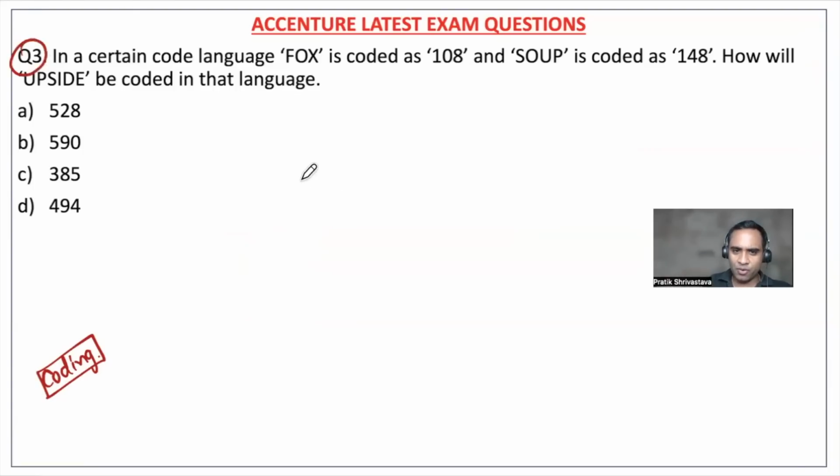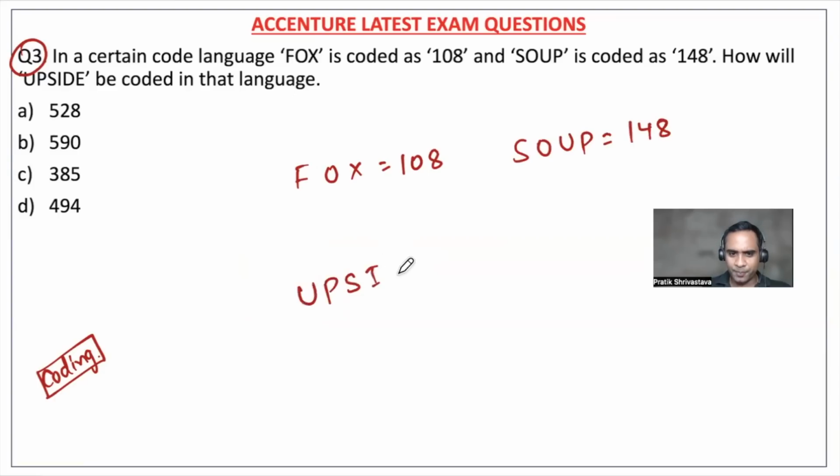In a certain code language, FOX is written as 108. SOUP is written as 148. Then you need to write the code for UPSIDE. So basically, if you see F is 6, O is 15, X how many points? 4 points, so 24. Now 21 plus 24 is 45. From 45, it is very difficult to get 108.